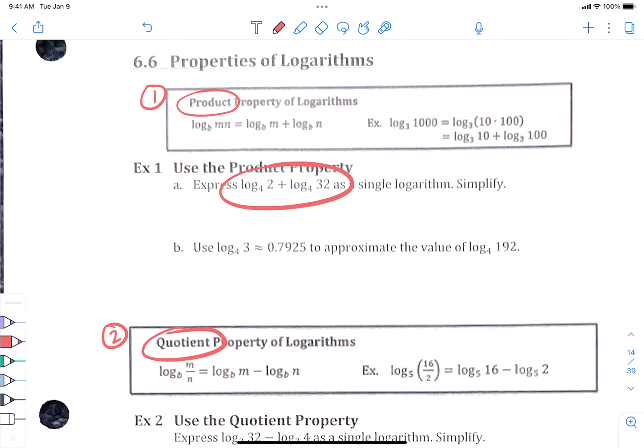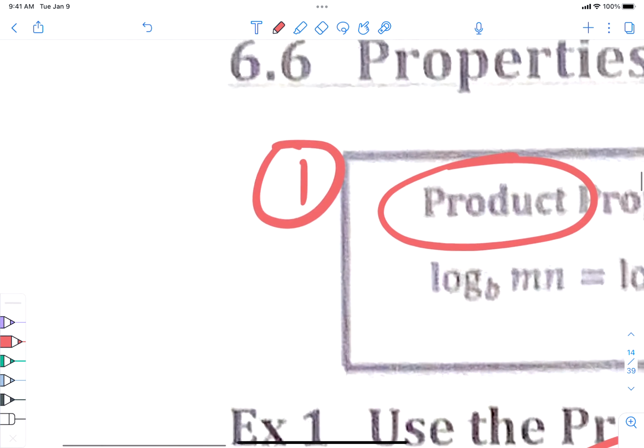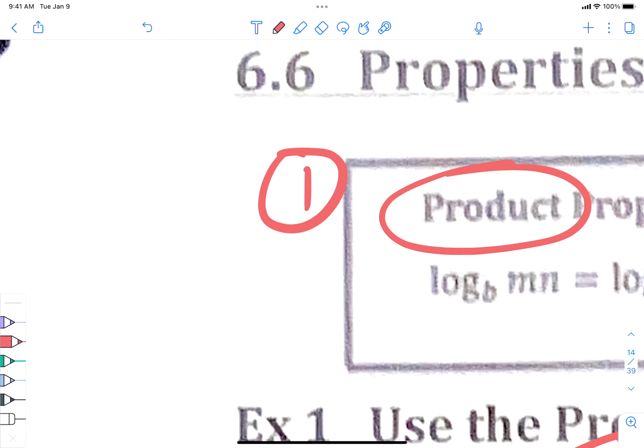The first one says product. And what does it mean when you're doing a product? You're multiplying. This is a multiplication problem, okay? Product means multiply.